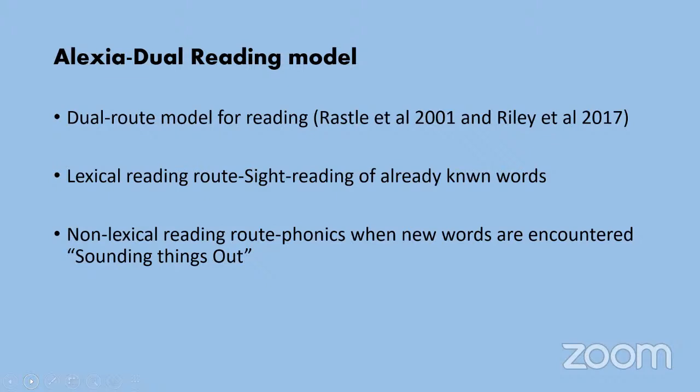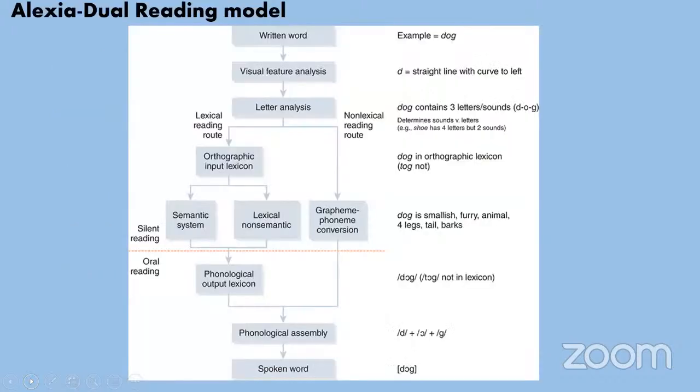When we are discussing Agraphia, I will show you. There's been Russell in 2001 and Rapcsak in 2017 that formalized this. So there are two routes here: the lexical reading route, that is sight reading of already known words, and the non-lexical reading route, phonics. When new words are encountered, you sound them out and read them out. So there are two routes, which you can see here.